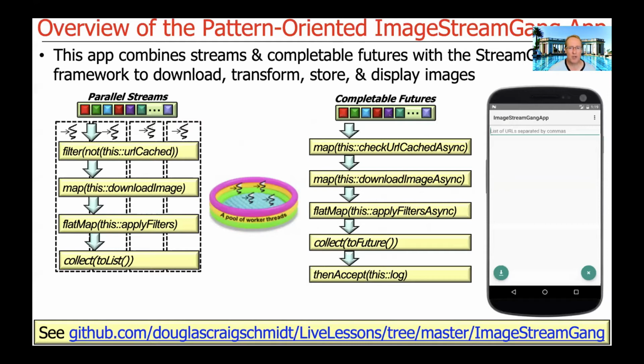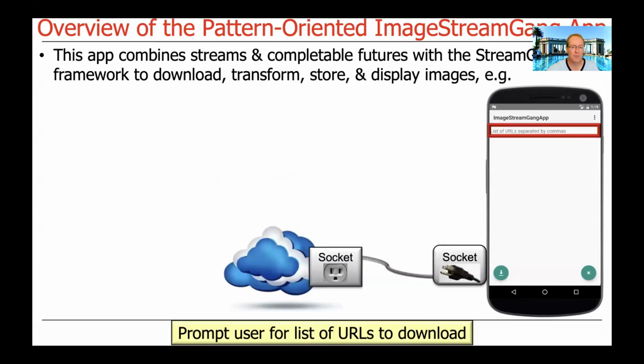So what does this app do? Well, I've mentioned this app before, but let's go ahead and talk about it more systematically now. This app is going to apply these different parallelism frameworks to download, transform, store, and display images. And under the hood, it uses the StreamGang framework. The StreamGang framework is something we've seen before in the context of the search StreamGang case study. So we're reusing the same framework, but now we're going to apply it to image processing rather than looking for phrases in the complete works of William Shakespeare.